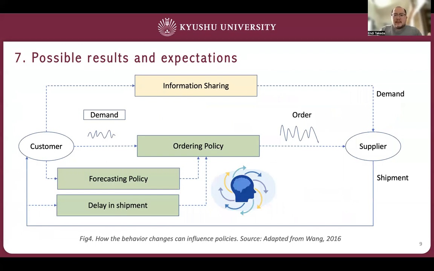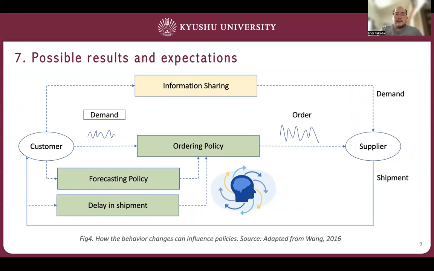So what are the possible results and expectations of this research? The most obvious one is that I will see, in yellow, the information sharing between customer and supplier. You obviously see a change in that with the application of new technologies, because that's where we're going to see the first effect.